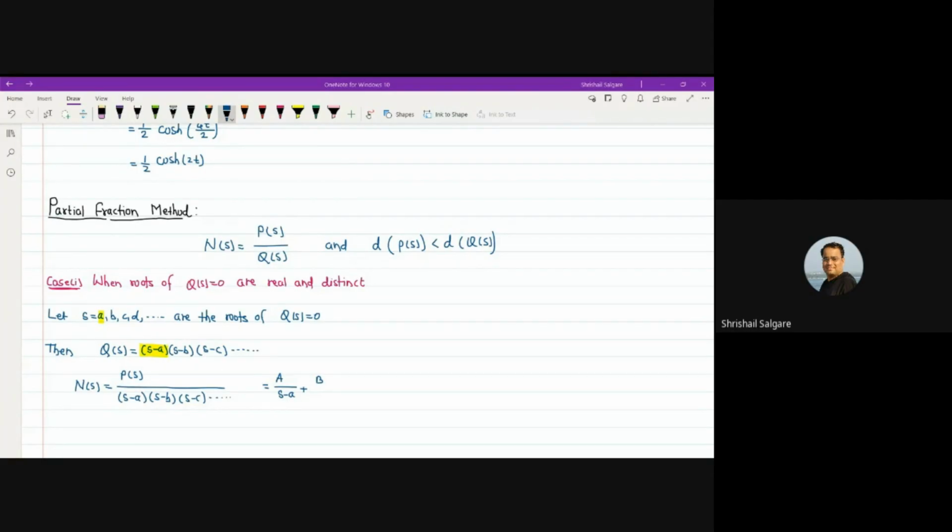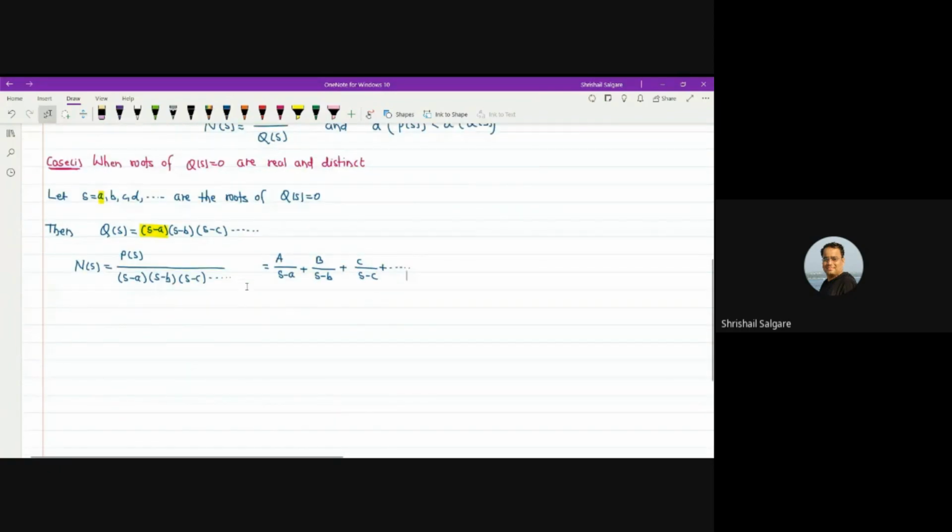Okay. So how are we going to represent further? It can be written as B upon S minus B plus C upon S minus C. If further terms are there, we can represent them. Okay, that is a continuum. Now, for finding the coefficients, you may use cross multiplication and compare the coefficients.